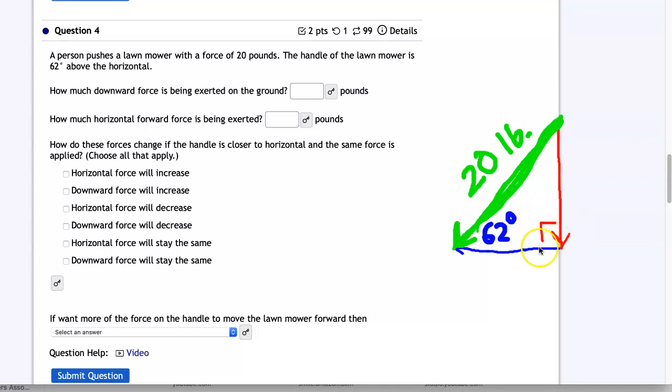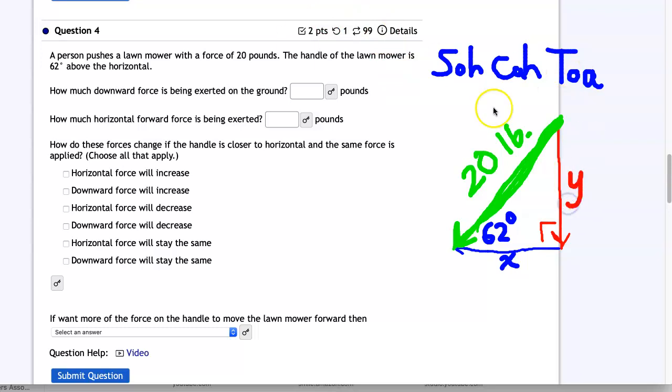This is a right angle. So because it's a right angle, we have a right triangle, which means that anything we do for this right triangle is going to be SOHCAHTOA, right? How much downward force is being exerted on the ground, and how much horizontal force is being exerted? So the horizontal force, I'll call this side X, and then I will call the other side Y, and then to get the result of each of these, you just use SOHCAHTOA.